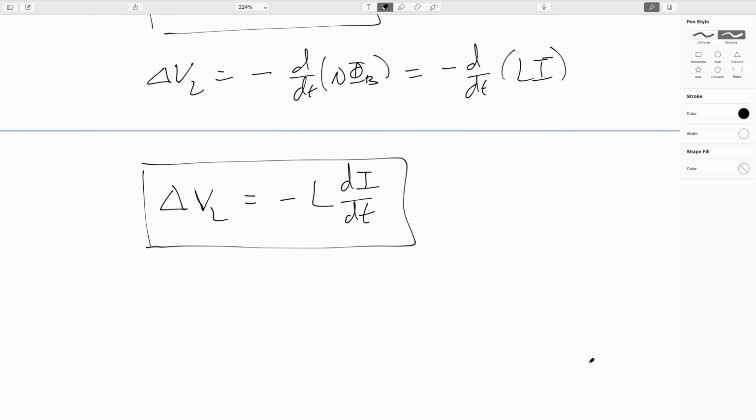Now the units of inductance here are the Henry. And 1 Henry is a volt second per amp. Or since we know that a volt per amp is an ohm, we can also write this as ohm seconds.